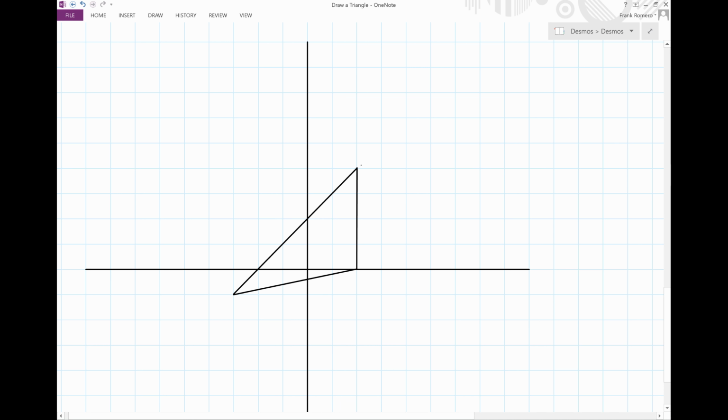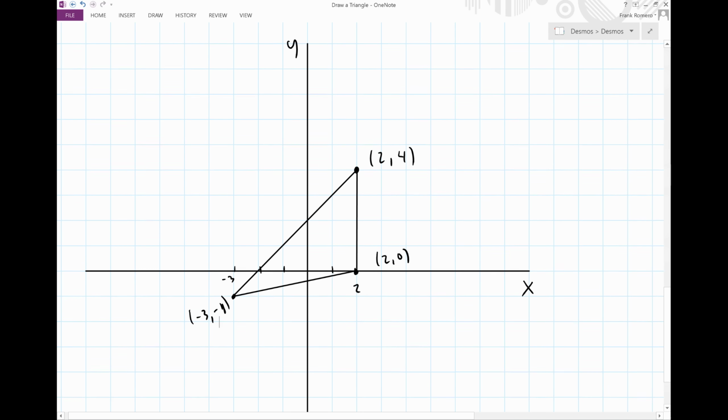Alright, so let's find the corners. This corner, and that corner. This one's y, this one's x. We know where the origin is. This is 1, this is 2. So that's probably 2, 0. It goes over 2, doesn't go anywhere else. This one's 2, and it goes up 1, 2, 3, 4. This one is -1, -2, -3, so -3, and it goes down -1. Okay.